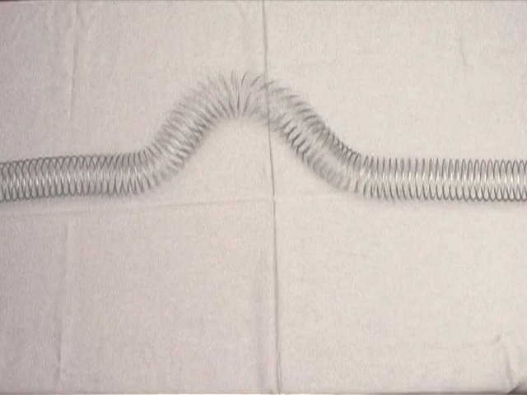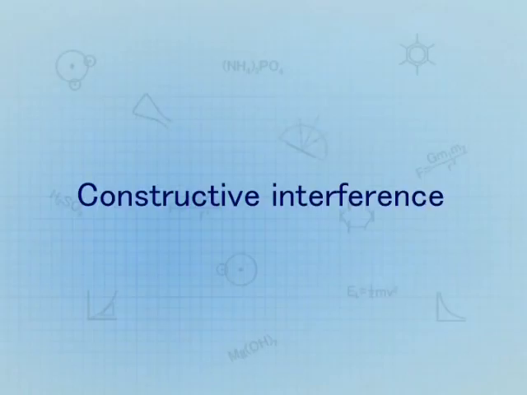Have a look at the two individual pulses. Now, we send them along the medium at the same time. Have a look at how large the crest is when the two meet. This is called constructive interference.